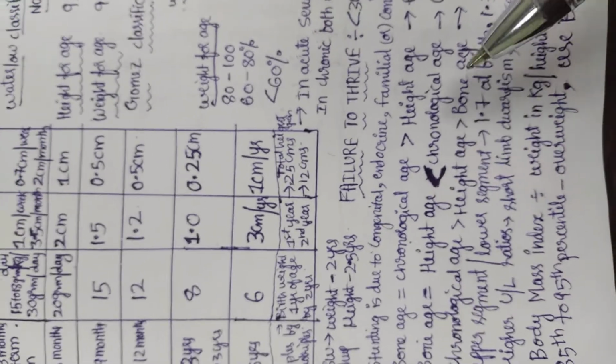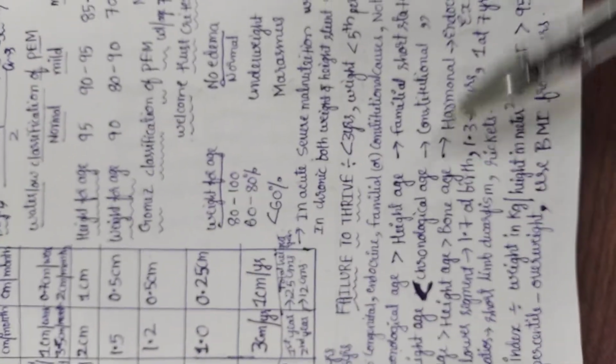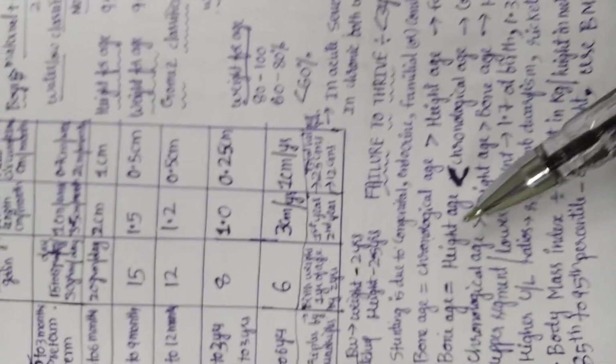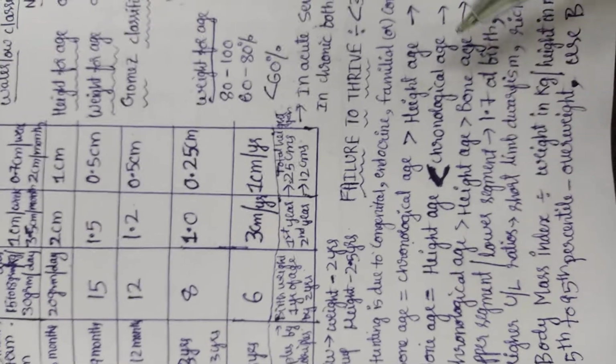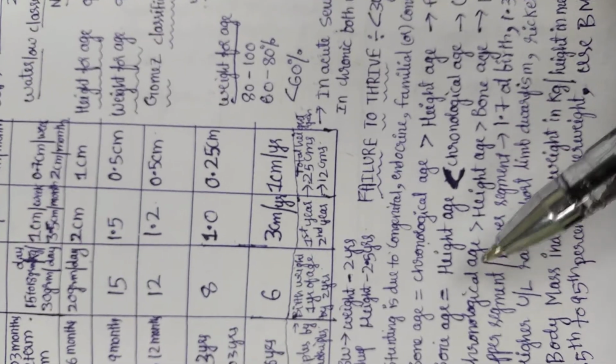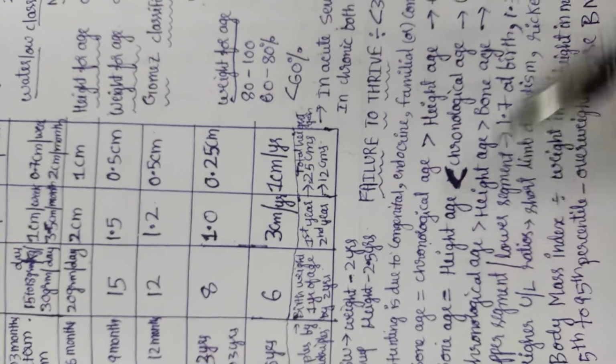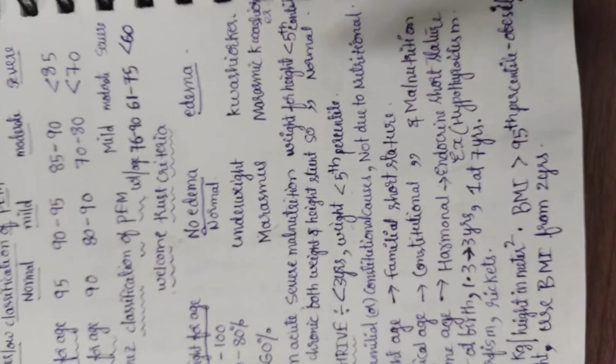In malnutrition also, same like constitutional, bone age is equal to height age. In hormonal, bone age is less than both height age and chronological age. This is how you define all the four types of short stature.